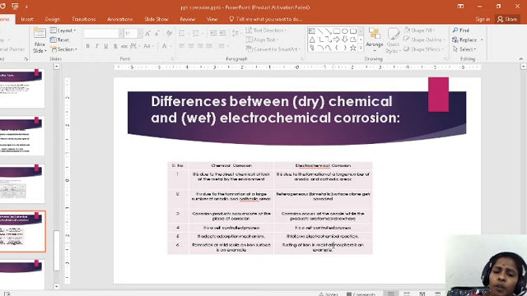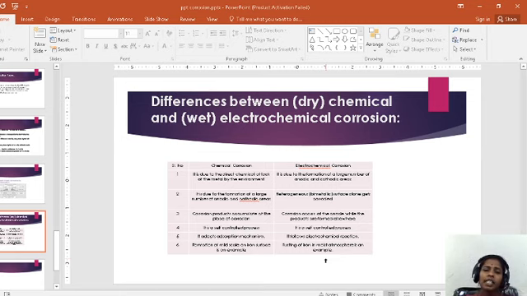Electrochemical corrosion is not self-controlled. An example is the rusting of iron in a moist atmosphere, that is, rusting of iron in the presence of moisture, whereas in dry corrosion it is the rusting of iron in the absence of moisture. That is the difference between chemical corrosion and electrochemical corrosion. So with this, we have completed the theories of corrosion.